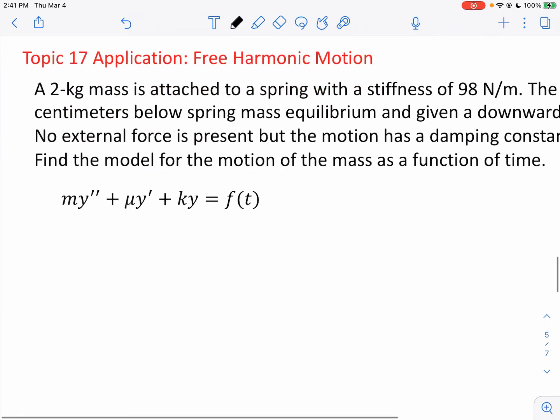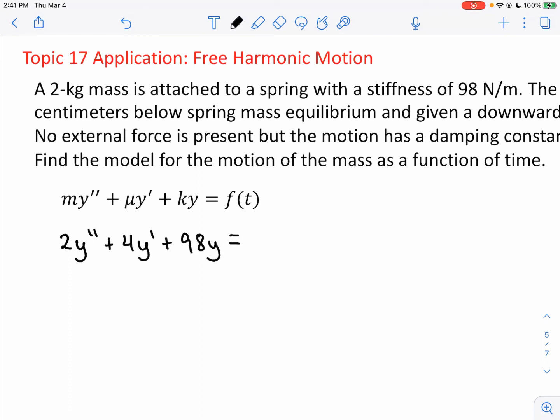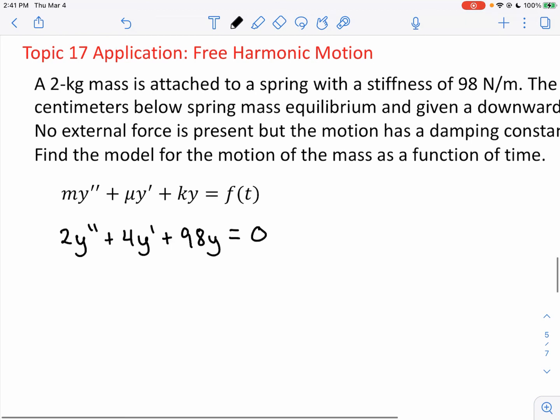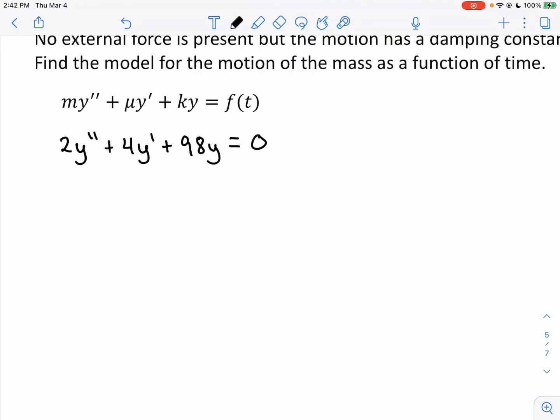So the mass is still 2. We're not changing that. So 2y double prime. We now have a damping coefficient of 4 times y prime, and then the stiffness coefficient still 98 times y, and still no external force. So this one's going to have a different solution. We need to write the characteristic equation, or first I'm going to divide everything by 2. We'll make the numbers a little bit easier to work with. So we have y double prime plus 2y prime plus 49y. The characteristic equation is lambda squared plus 2 lambda plus 49 is equal to 0.